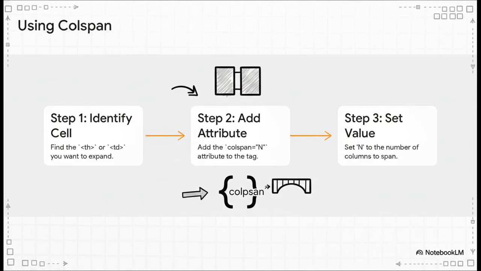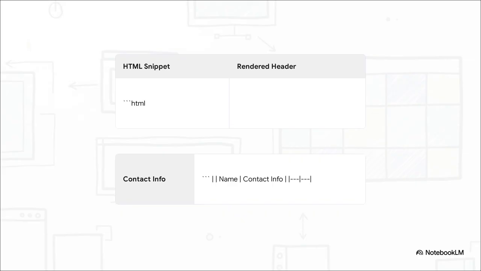It's called colspan. It's really just 3 simple steps. First, you find the cell you want to expand. Second, you add the colspan attribute right into the tag. And third, you set it equal to the number of columns you want it to span. So for our problem, we'd add colspan equal to 2 to that contact info header. And look at that. Just like that, the layout is totally fixed. The header now spans perfectly over both columns.